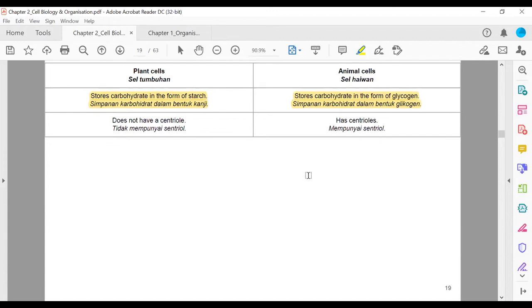Di mana glycogen is also sejenis karbohidrat, starch pun sejenis karbohidrat also. We are going to see this in chapter 4. So glukos ni akan ditukarkan kepada glycogen, and then glycogen ni akan disimpan dalam hati kita, liver, and also muscle cells, to be used in the future if needed, kalau perlu. Itu maksud stores carbohydrate, simpanan karbohidrat.